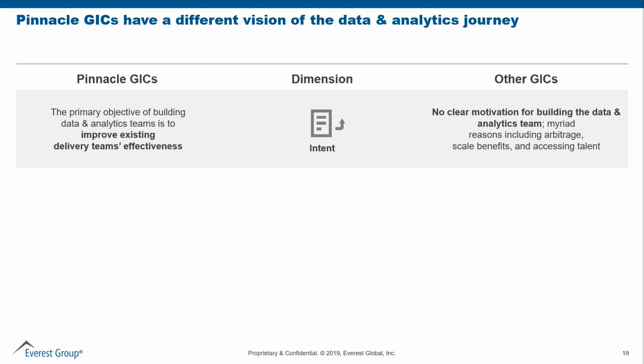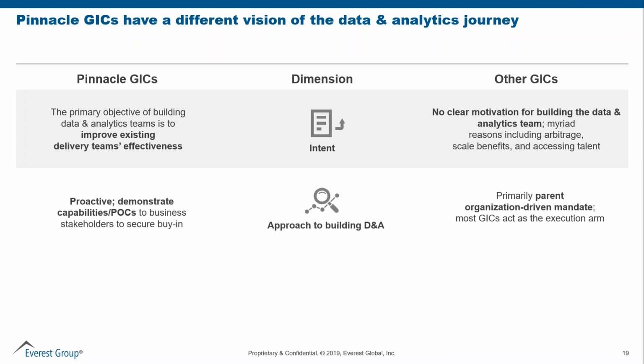And that's also clear. When we looked at other GICs, there was no clear pattern on what really is the intent to build these capabilities. Some of them do it to get arbitrage benefits. Some of them simply want access to a different kind of talent. While some of these are part of the objectives that Pinnacle GICs also have, the prime intent is to improve the delivery team's effectiveness.